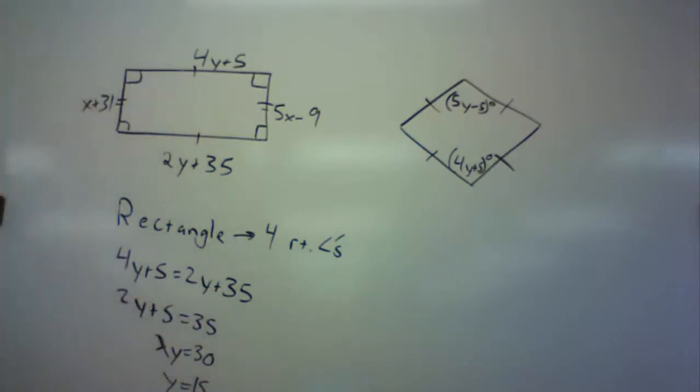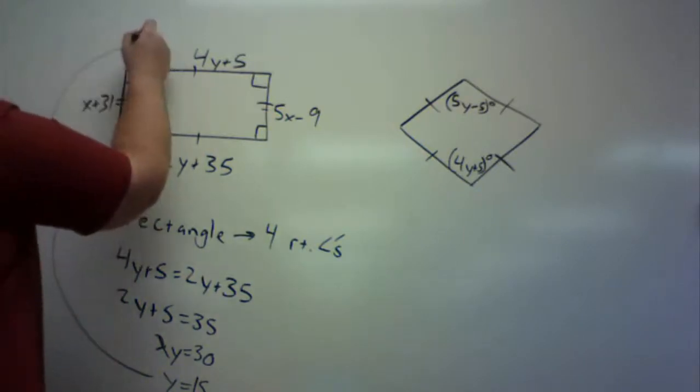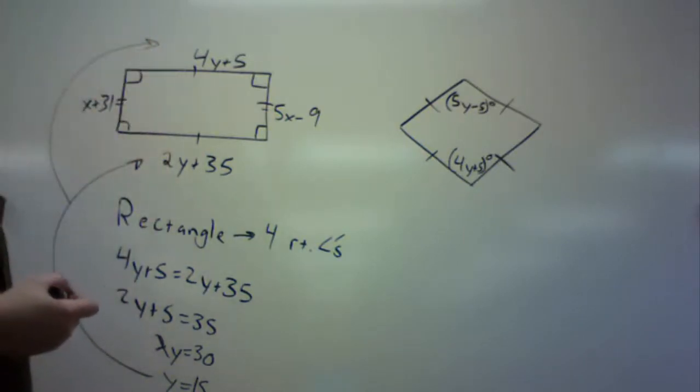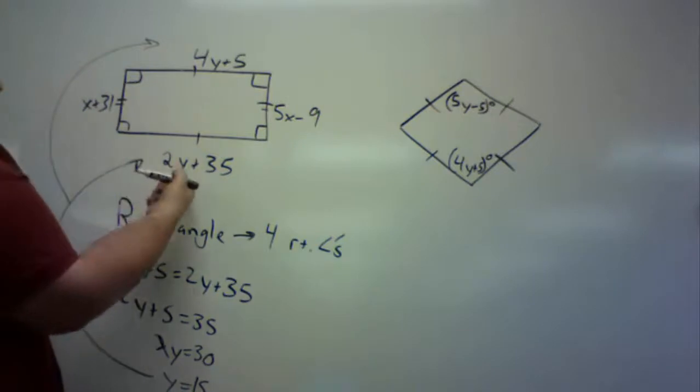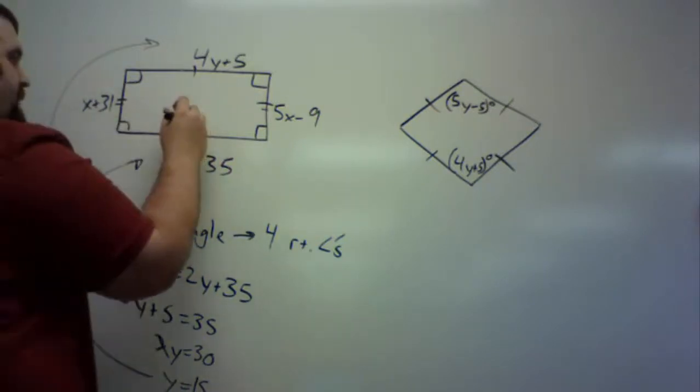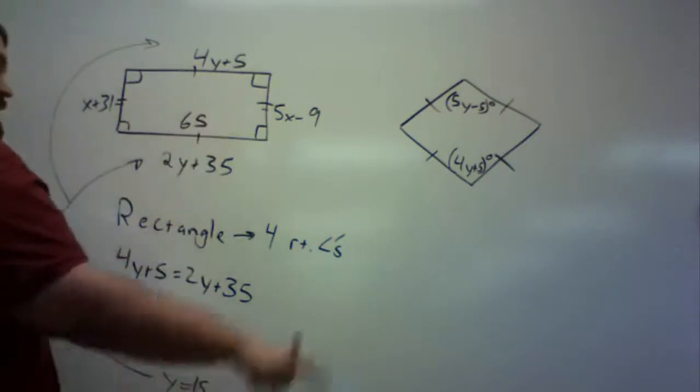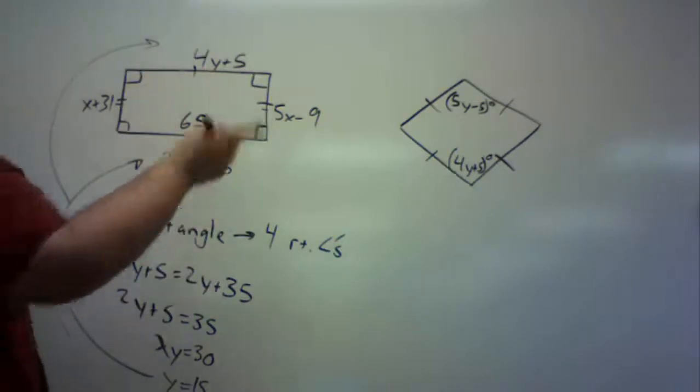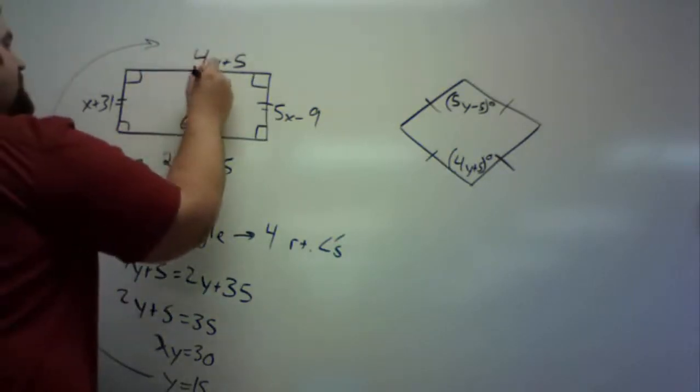But I don't honestly care what y is. I want to plug it back in to see what the length I get is. If I plug y in here, 15 times 2 is 30. 30 plus 35 is 65. 15 times 4, 60, plus 5, 65. So these two lengths are 65.